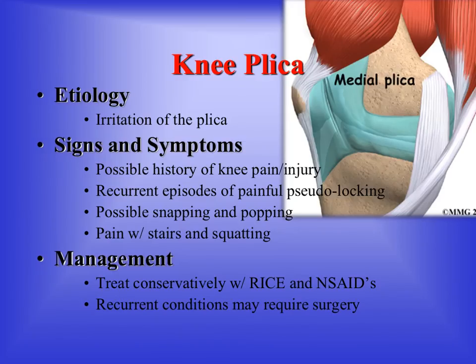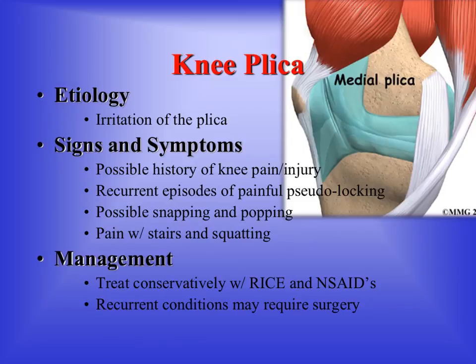So the last pathology that we'll discuss in the knee is the knee plica. What's interesting about the knee plica is that there are 4 different plica in the knee, and the only knee plica that really gets injured or irritated is the medial plica of the knee. And so that's what we're going to spend our time talking about during this portion of the lecture.